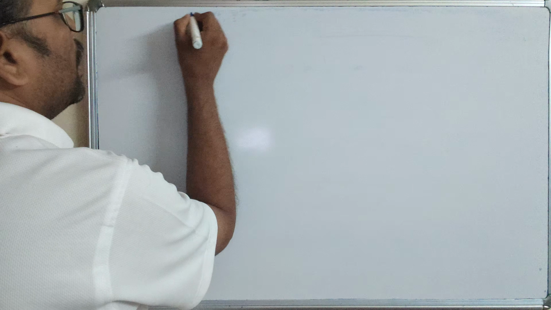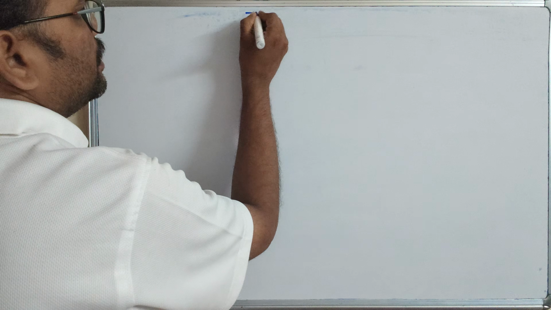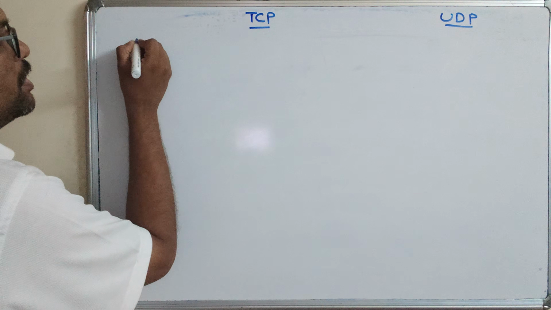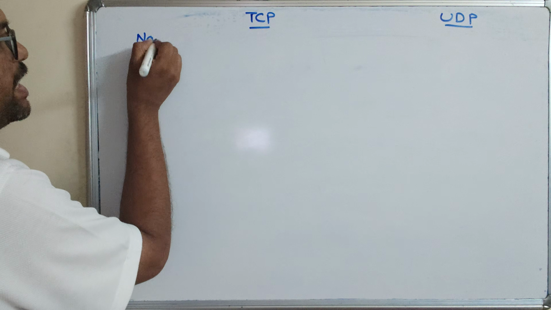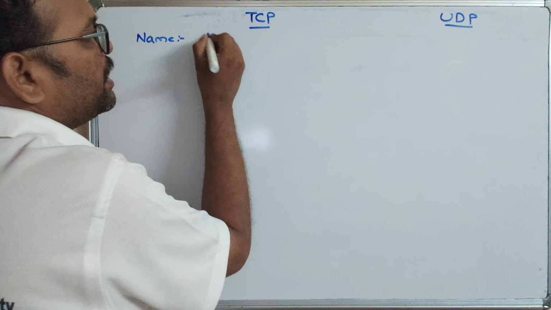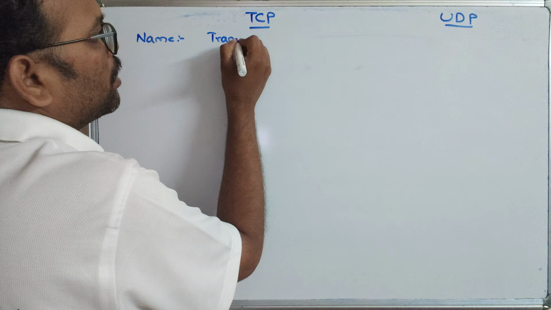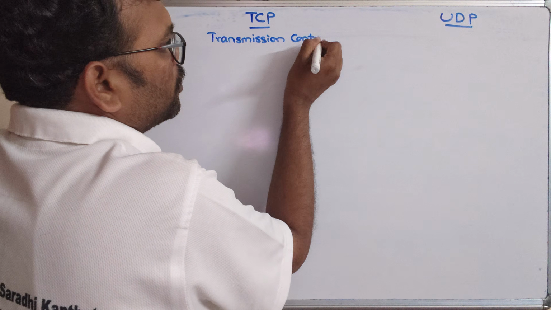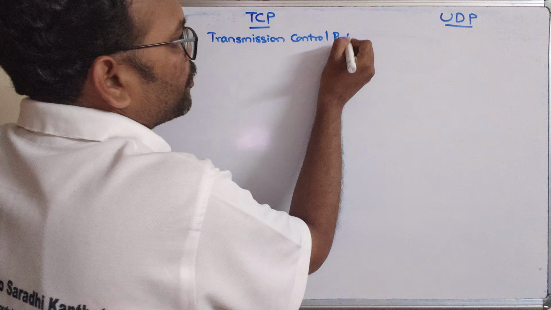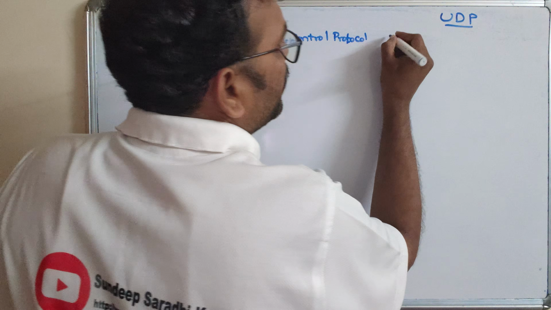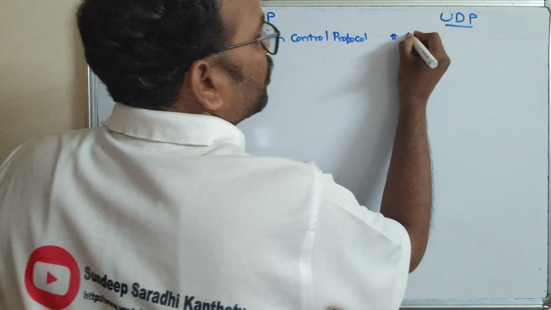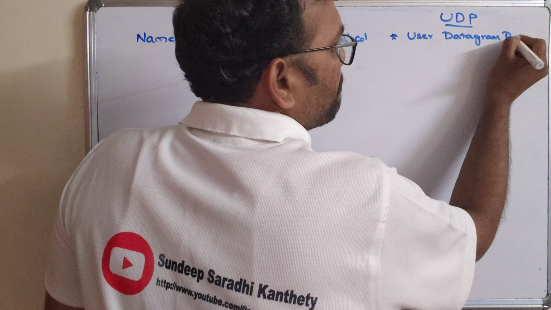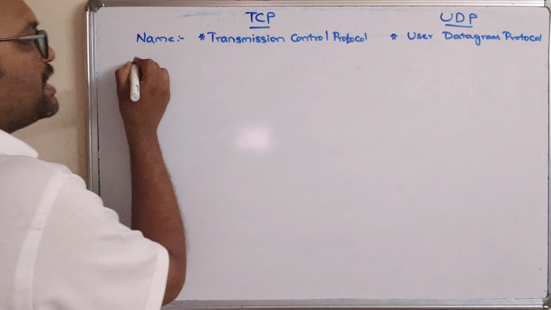So I'll write here TCP and UDP. Okay, so here I'll write the category. The first one is the name. What is the full form of this one? This is transmission control protocol, and here it is user datagram protocol.